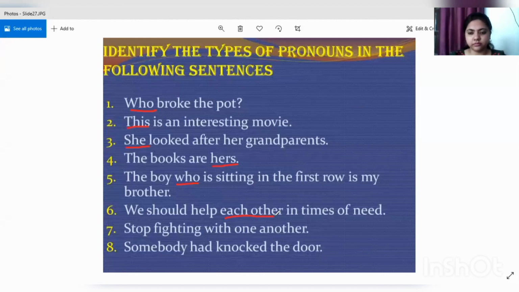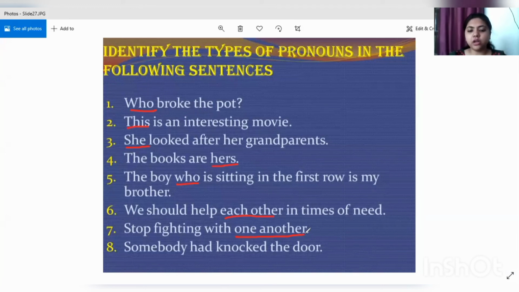Kenya. Ma'am, it is also reciprocal. Kenya. Yes, ma'am. Ma'am, I think it's the seventh one. Seventh or eighth? Seventh one. Ma'am, seventh one, one another is a reciprocal pronoun. Correct. So it is a reciprocal pronoun.